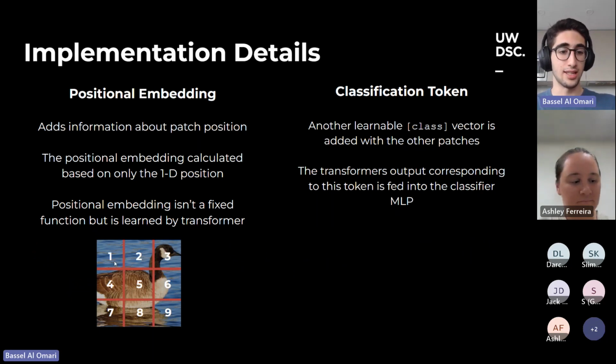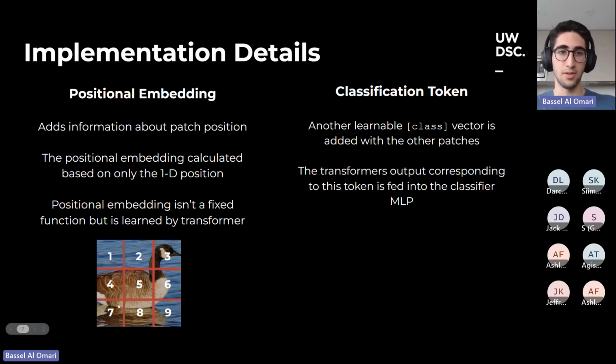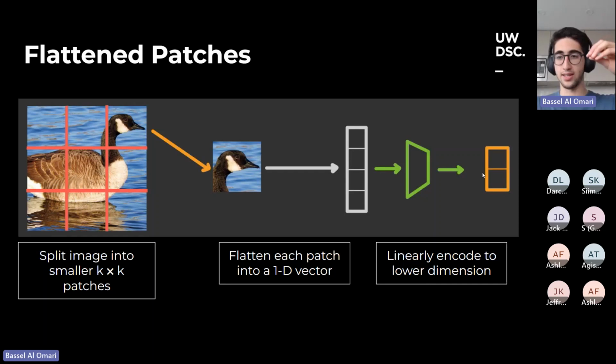An interesting thing that they did: instead of embedding which row and which column a patch is in, you just number them 1, 2, 3, 4, 5, 6, 7. You just number them one-dimensionally. Then that number is what you feed into your positional encoder. It spits out a vector, and then you add it to the vector that you get right here.